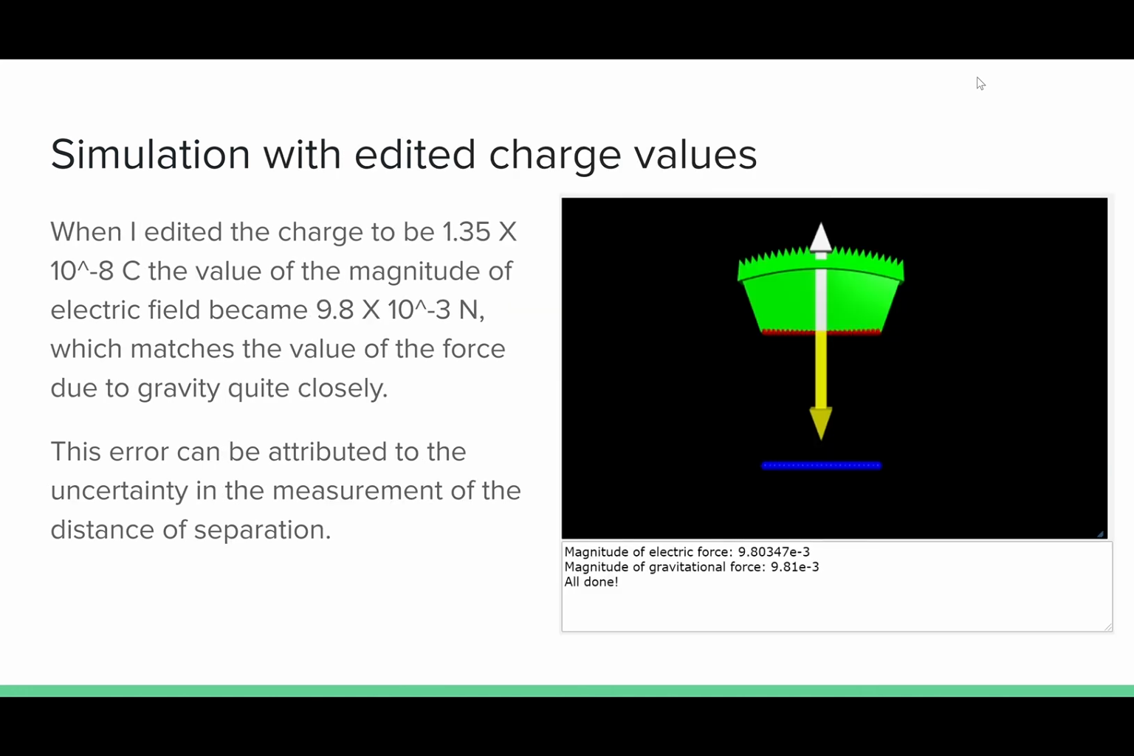Then I went ahead and edited the charge values to come close to the magnitude of gravitational force. I edited the charge values by just 0.1 times 10 to the negative 8 C, and I edited it to be 1.35 times 10 to the negative 8 C. And the value of the electric force became 9.8 times 10 to the negative 3 Newton, which matches the magnitude of the gravitational force. And this error in my calculated charge value can be attributed to the uncertainty in the measurement of the distance of separation, as well as the other factors that I talked about earlier.